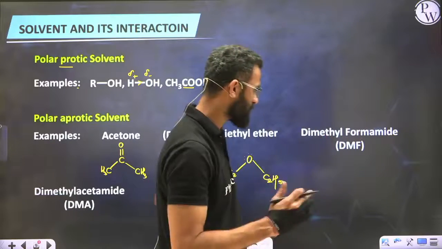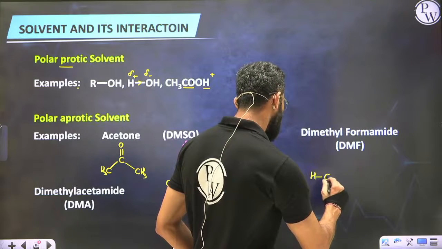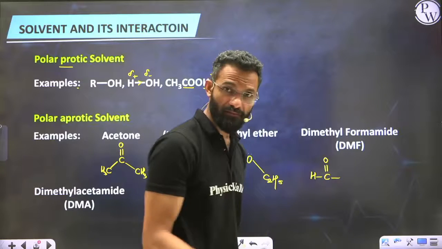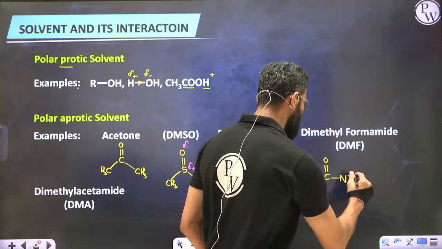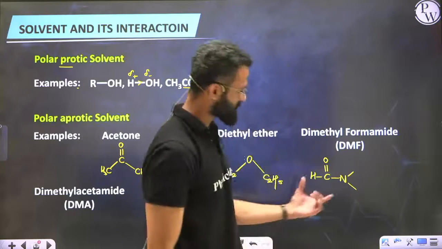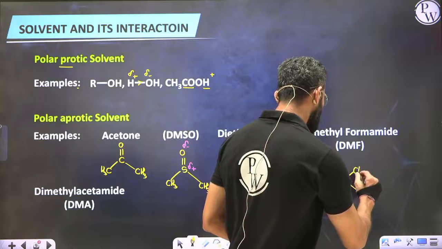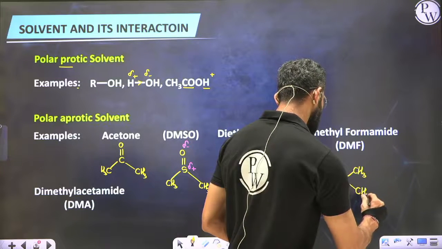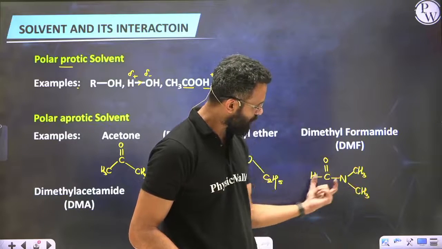Amide of formic acid. Okay, so what is formic acid? HCOOH. If I attach OH here, that's going to be formic acid. I'm making it an amide, so it should be NH2. So that's formamide. Now one of the H's I'm substituting by CH3. So this is now dimethyl formamide.